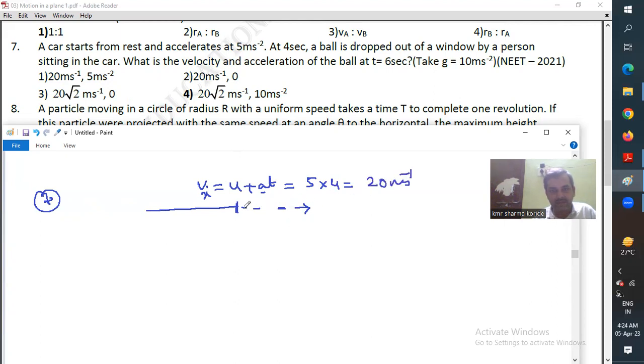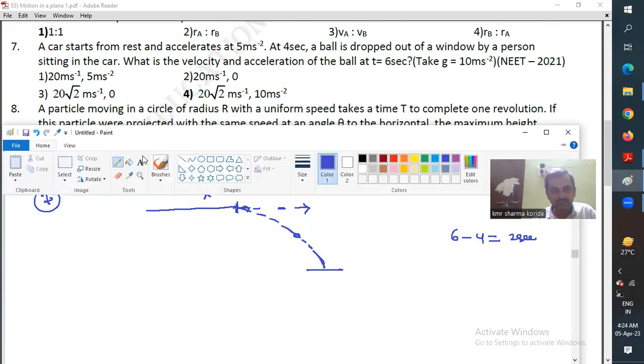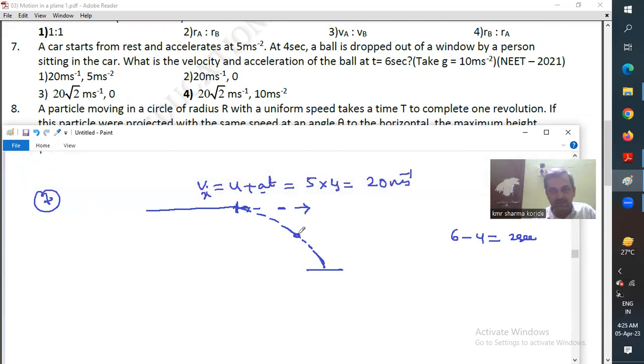With this 20 meters per second, the ball is dropped like this. After it is dropped, it follows this kind of path. But what we need to find out is the velocity and acceleration after 6 seconds. So remove the first 4 seconds out of 6, so the remaining is 2 seconds. You can expect after 2 seconds the particle may be somewhere here. When it follows the parabolic path, it possesses a horizontal component and a vertical component.